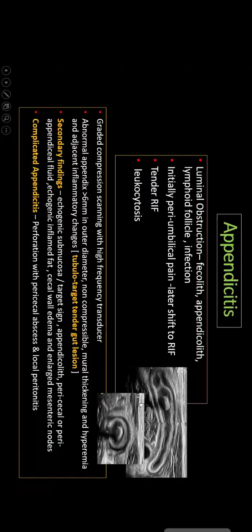Complicated appendicitis: when there is perforation, there is spread of infection beyond the lumen. So there is local peritonitis, there is abscess, marked omental reaction, lump formation, there can be adhesion, there can be obstruction, there can be peritonitis.